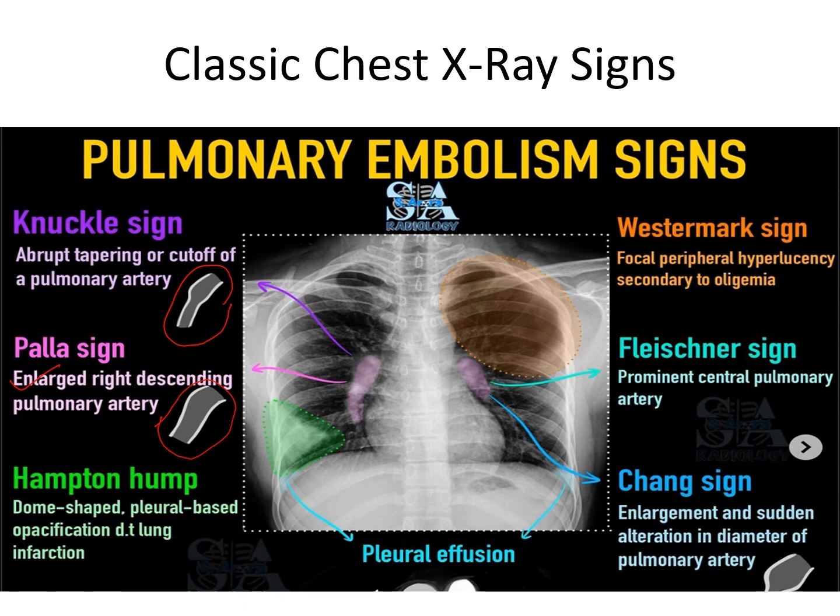Westermark sign is the focal peripheral hyperlucency secondary to the oligemia. So this is due to the oligemia. Fleischner sign is the prominent central pulmonary artery, and Chang sign is the enlargement and sudden alteration in the diameter of the pulmonary artery. Knuckle sign, Palla sign, Fleischner sign, and Chang sign are the features related to the pulmonary artery.